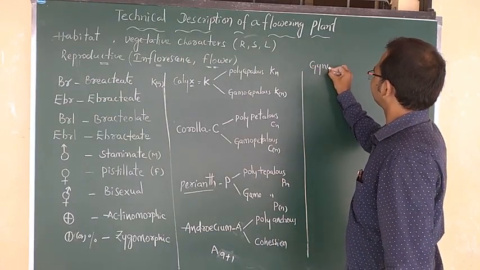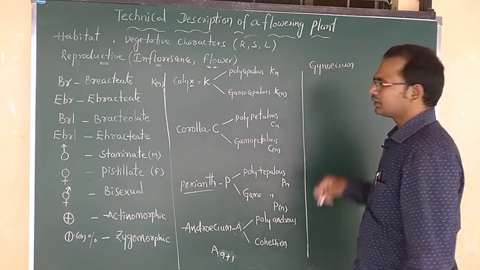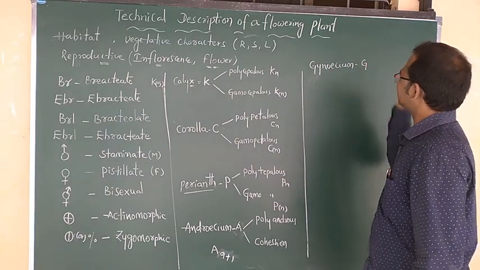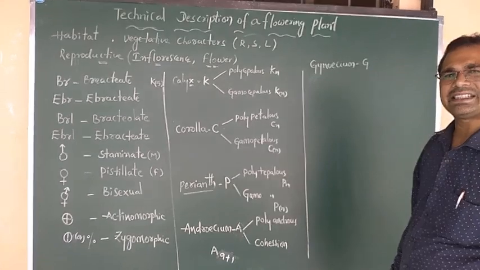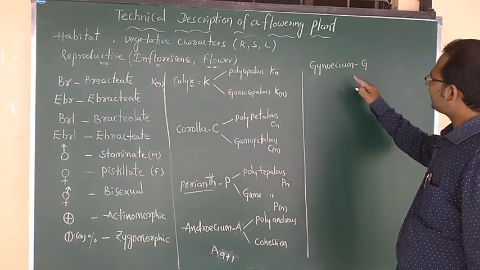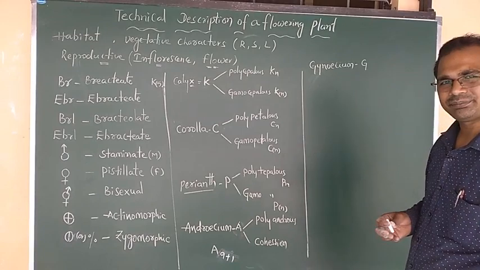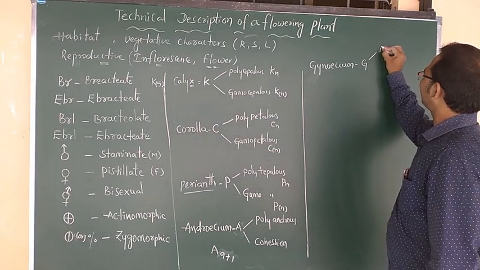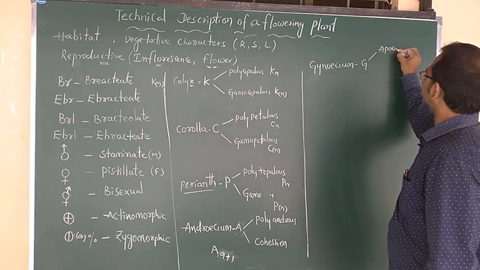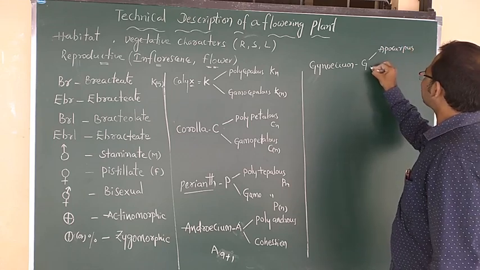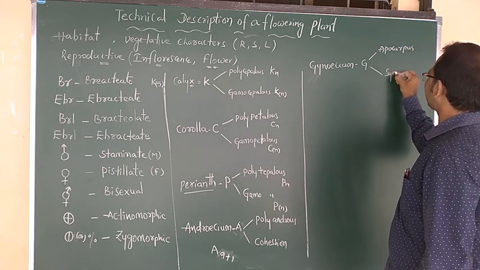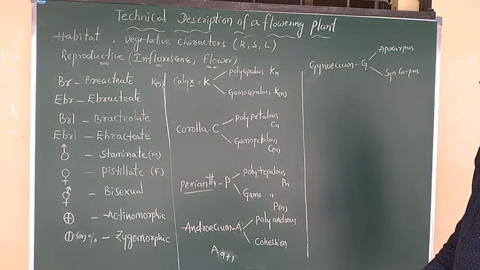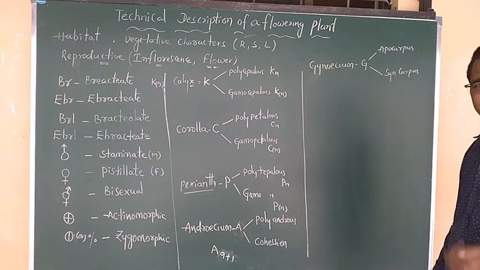Gynoecium. What do you call it? Gynoecium is indicated by the symbol G. This gynoecium is composed of how many carpels? If the carpels are free, we call it apocarpous. If the carpels are united, we call it syncarpous. Syncarpous means carpels are united. Apocarpous means carpels are free.